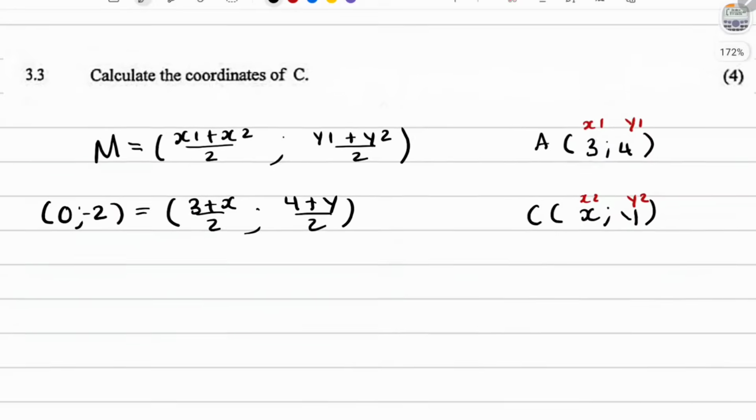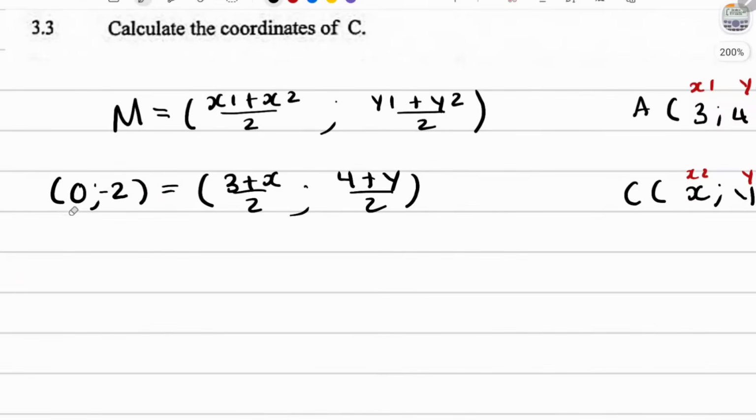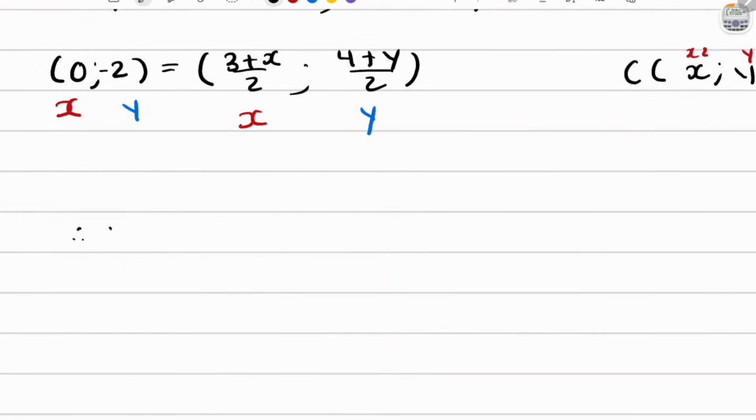Okay, now here's the thing. This is the midpoint of AC. This is the calculation for the midpoint of AC. So they really represent the same thing. That means the midpoint of AC, this is the x value, and this is also the x value. This is the calculation of the x value. And this is the y value, and that is the y value. So we're going to equate the x and the y values. So that means that we're saying 0 is equal to 3 plus x over 2. And we're saying -2 is equal to 4 plus y over 2.